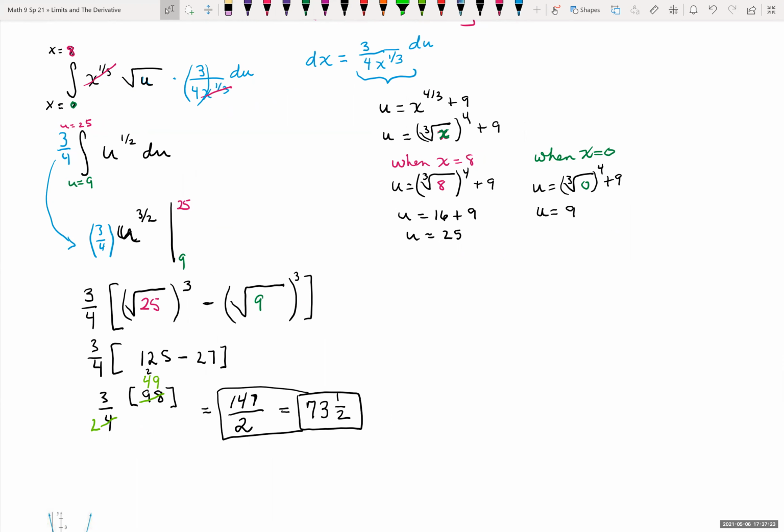So hopefully you noticed this while you were watching me do this, that I forgot to, when I took my antiderivative, divide by my new power of 3/2, which is the same thing as multiplying by that reciprocal. So right there, I should have divided by 3/2 or multiplied by 2/3. So this should have been multiplied by 2/3.